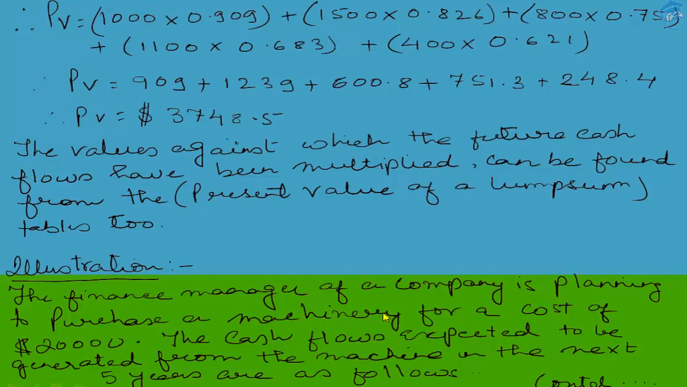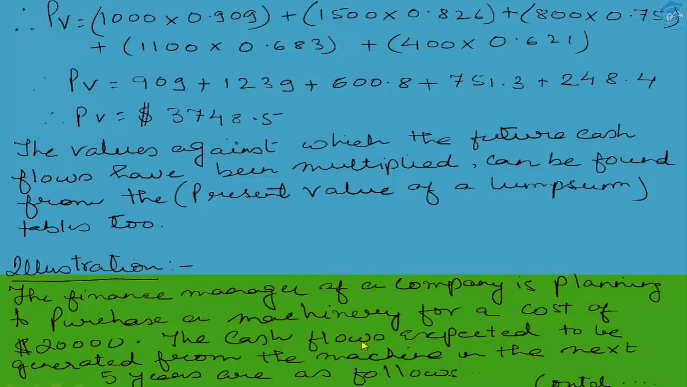He is planning to invest the financial resources of the company into the purchase of a machinery whose initial cost happens to be 20,000 USD. The initial cost of the machinery happens to be 20,000 USD, which the finance manager is expected to spend, or he is expected to commit right now at present at T0. Against this current commitment of 20,000 USD at T0, the cash flows which are expected to be generated from the machine in the next 5 years are as follows.